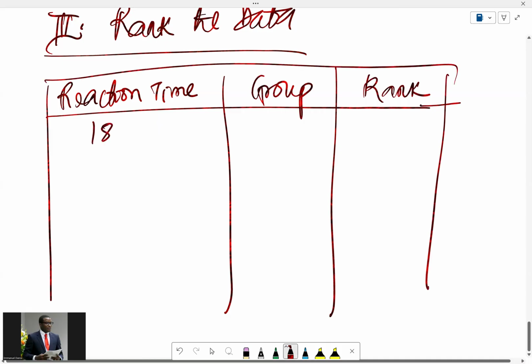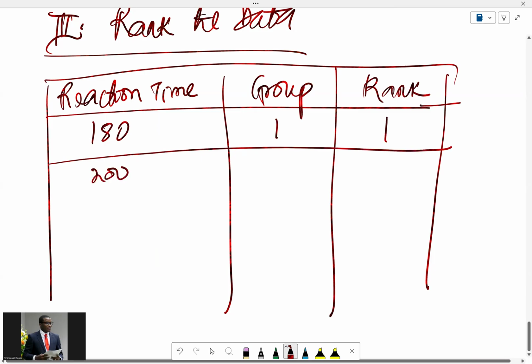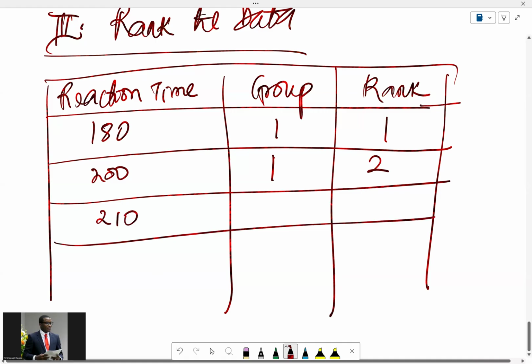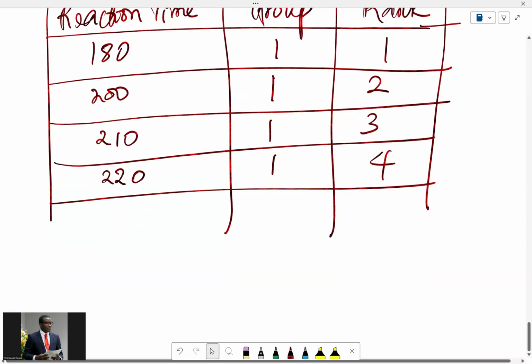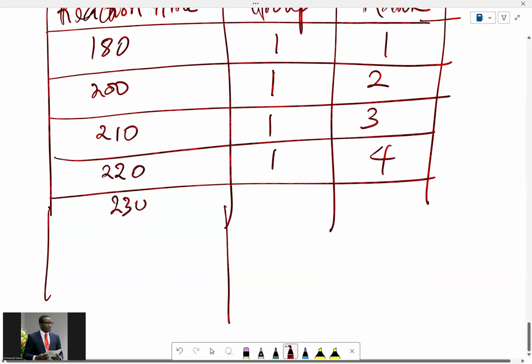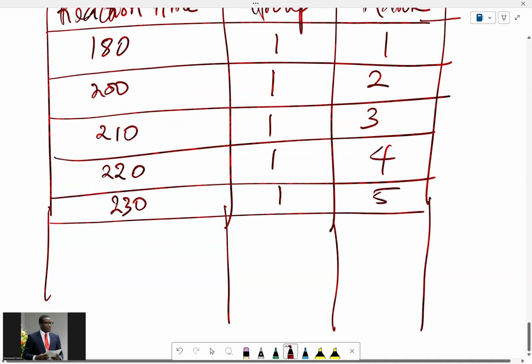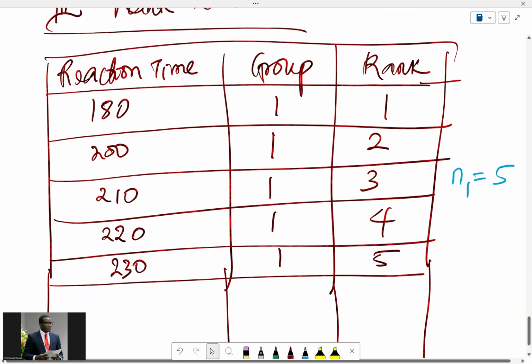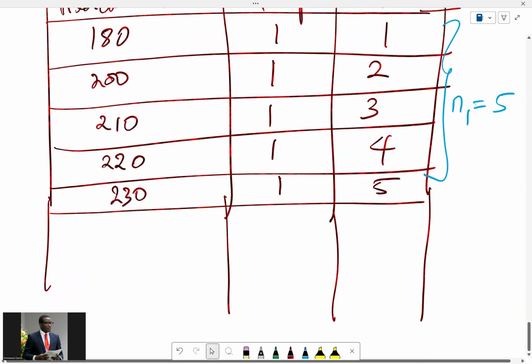So we have 180. 180 belongs to the young group, that's group one, and that takes position one. 200 follows, group one, rank two. 210 follows, group one, rank three. Then 220, group one, rank four. Then 230, group one, rank five. That's all from group one. For group one, we can put by the side that N1 is equal to 5. That's the number of observations from group one, because that information is going to be useful later.